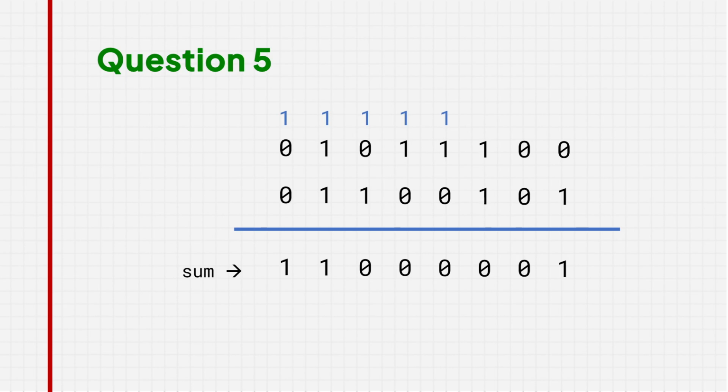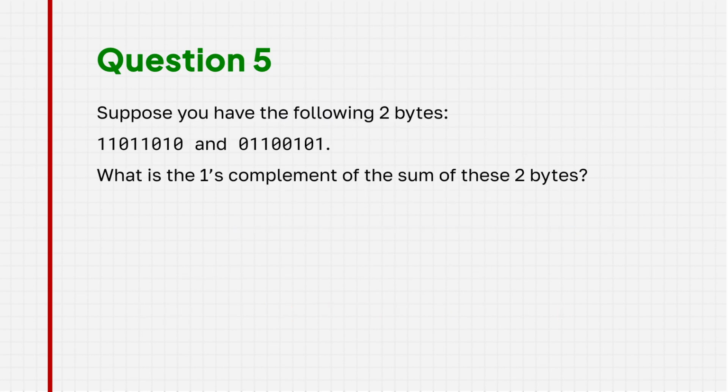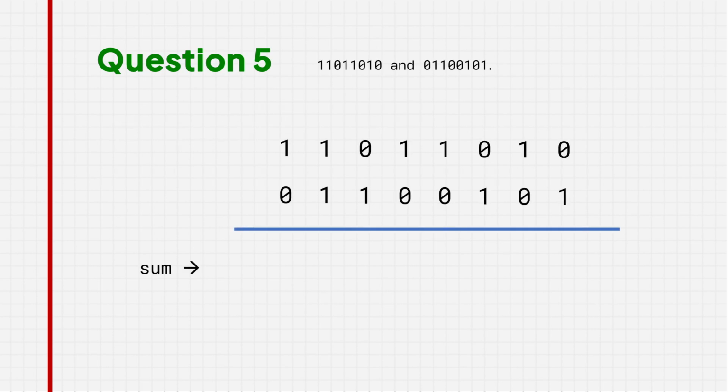Now, can anyone tell me the ones complement of this? Maybe Calvin? Just flip it. Can you flip it? 0, 0, 1, 1, 1, 1, 0. Okay, so you flip it, this will become 0, 0, 1, 1, 1, 1, 1, 0. Should be easy, right? Now, what if we have these 2 bytes? What is the ones complement?